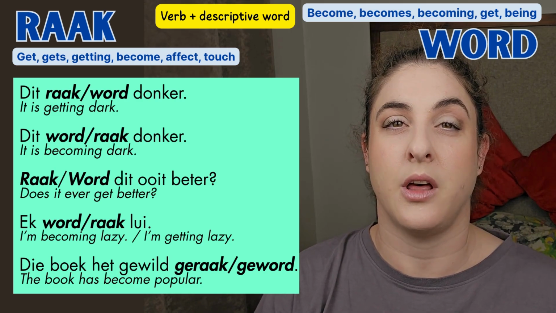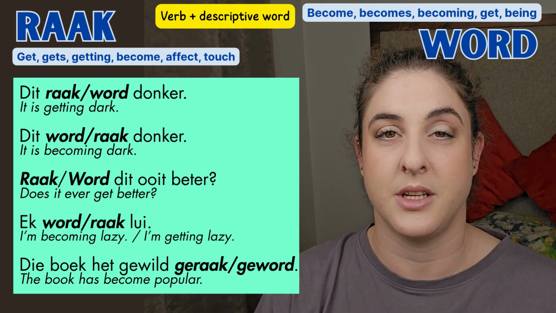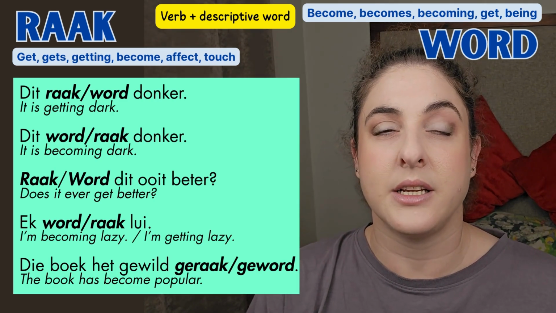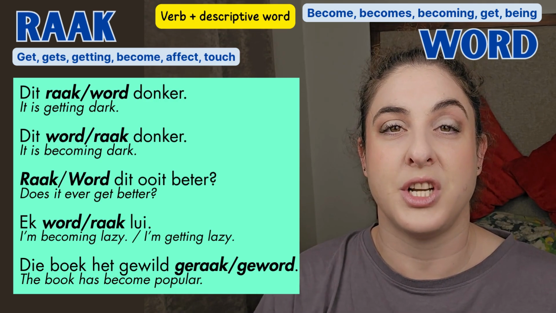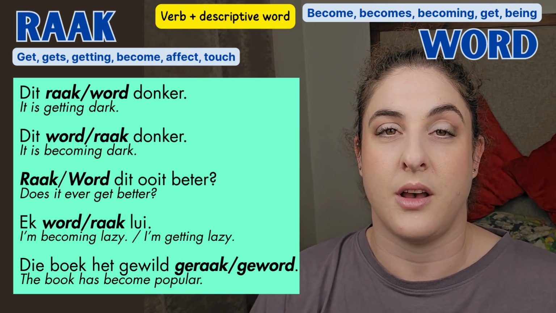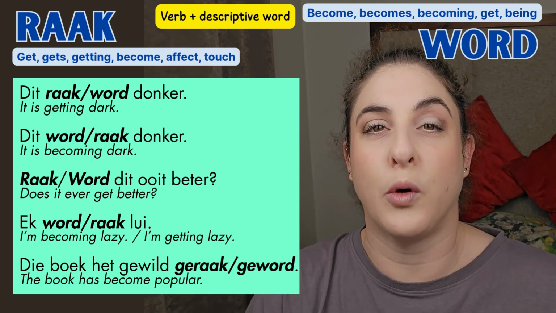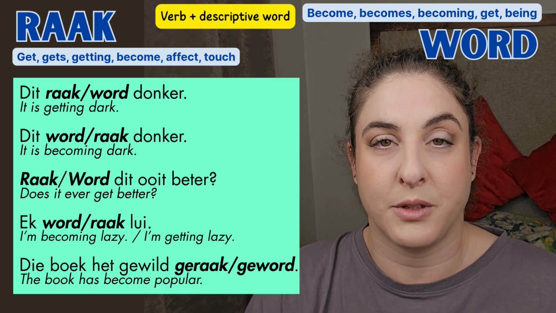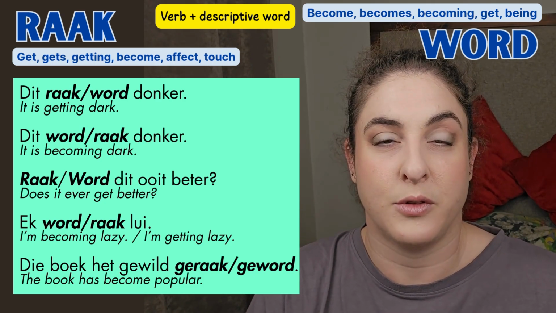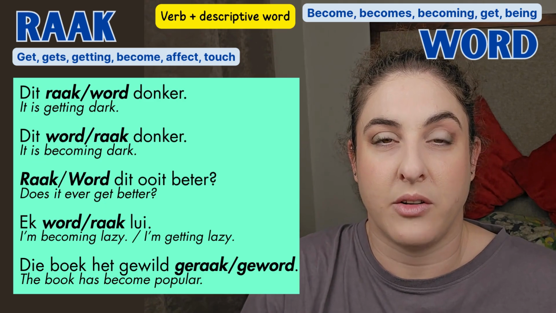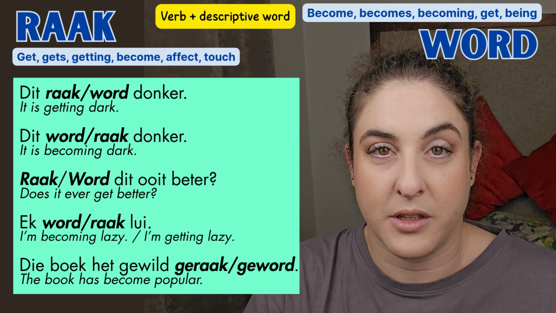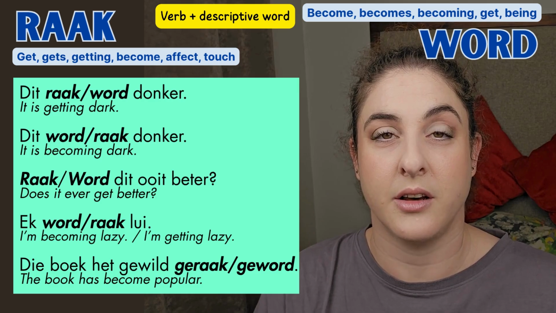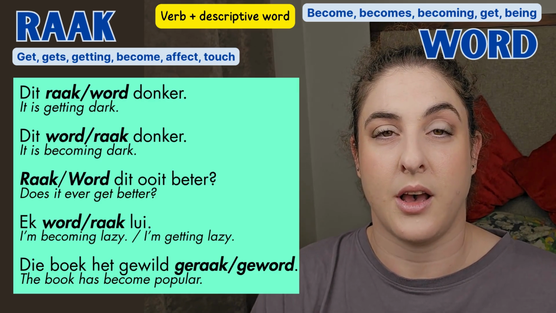We start with raak en word as synonyms. You'll see in the yellow it says verb plus descriptive word. That is simply the general word order when you can use a raak or word, right? So there'll be a verb and then a descriptive word, an adverb or an adjective, and not another verb directly after the first verb. Then it's generally raak or word.